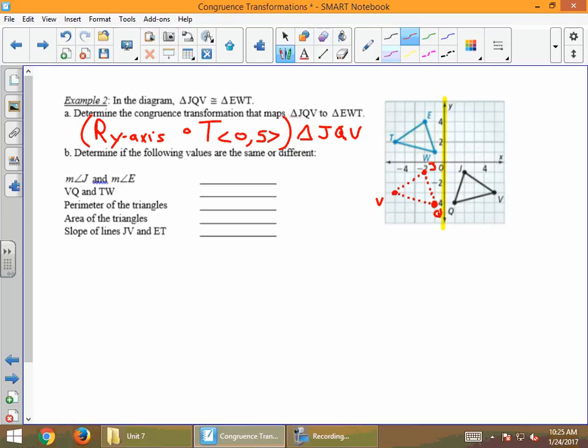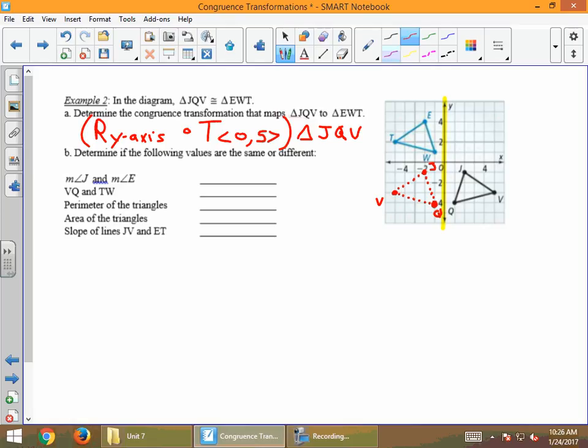Questions with that? Again, some of you say, oh, this is difficult. The more you do this, the better you get with it. You say, oh, well, I know it's got to do this and this. There's also more than one way to do this. You could have translated it first. You could have slid it and then reflected it. You just have to know a little bit more. I could have slid this up and then reflected over it. You could have done lots of things with it. It told us to go from JQV to the other one, but there's other ways of getting there.